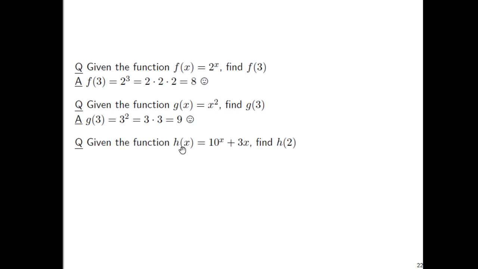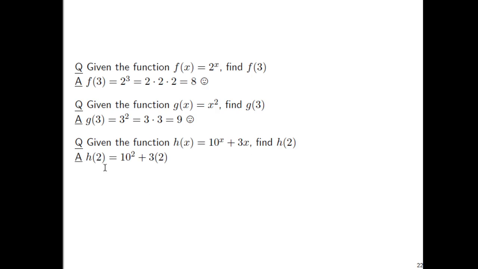How about this one? This is more complicated. h of x is the function 10 to the x plus 3 times x. Let's find h of 2. Now, I get that there are 2 x's to the right of the equal sign. Unlike earlier, there was only 1 x to the right of the equal sign. But we still should be very consistent. Replace every x that we see here with a 2.